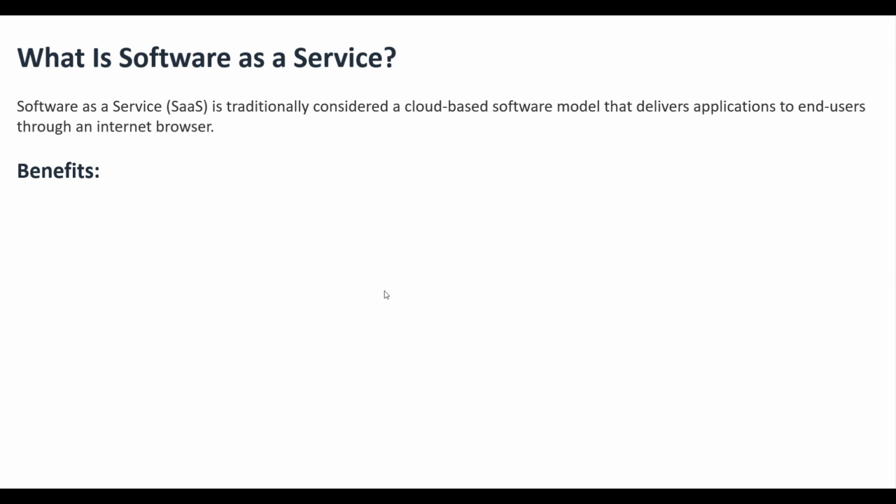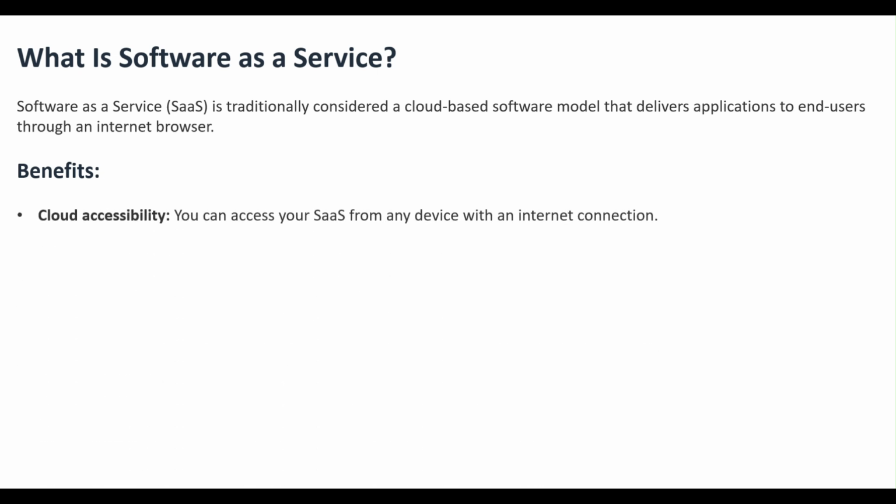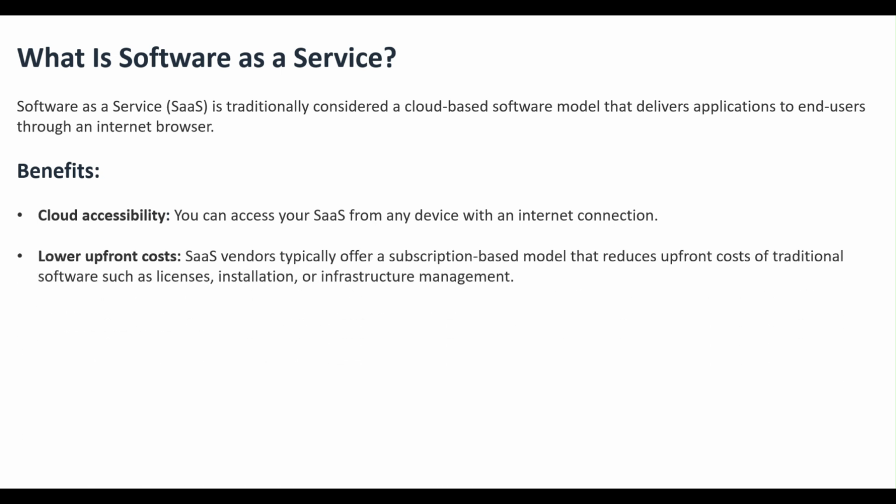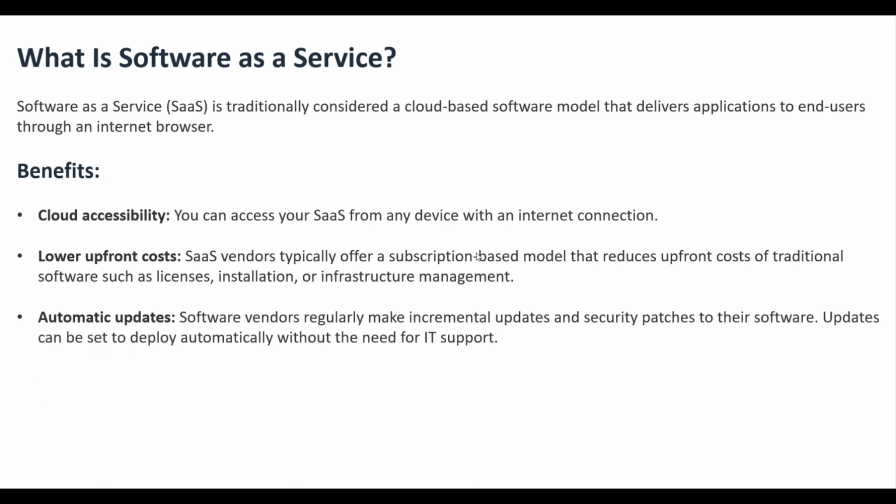What are the benefits? Cloud accessibility. You can access your SaaS from any device with an internet connection. If you have a good internet connection, you can access it anywhere. And lower upfront costs. SaaS vendors typically offer a subscription-based model that reduces the upfront cost of traditional software such as license, installation, or infrastructure management.